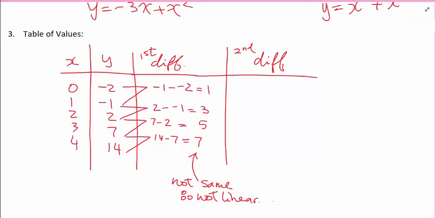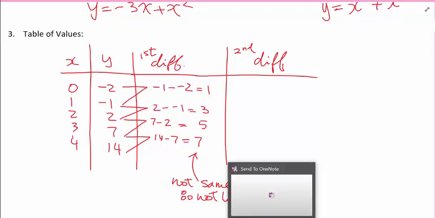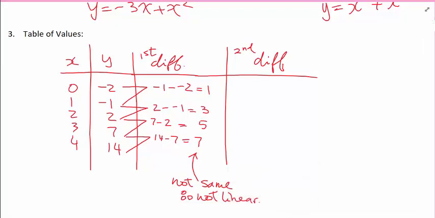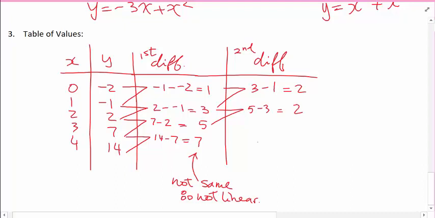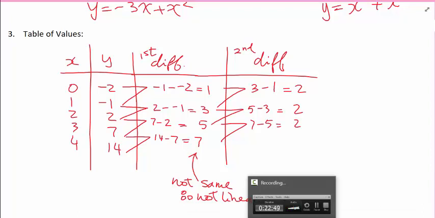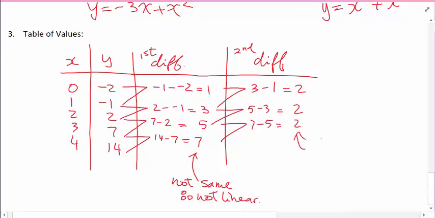Since the first differences weren't the same, that means it's not linear, so I should check the second differences. When I check the second differences, how do you think I do it? Exactly the same. I take these numbers and I subtract them. 3 minus 1 is 2. 5 minus 3 is 2. 7 minus 5 is 2. Amazing! They're all the same. So if these all become the same, therefore this must be what? Quadratic.